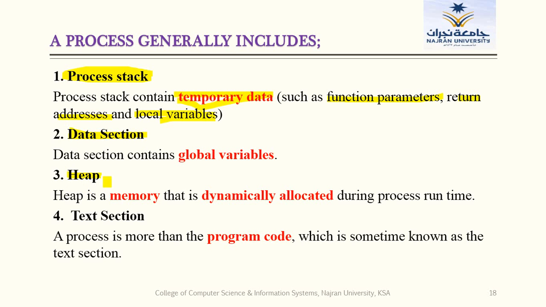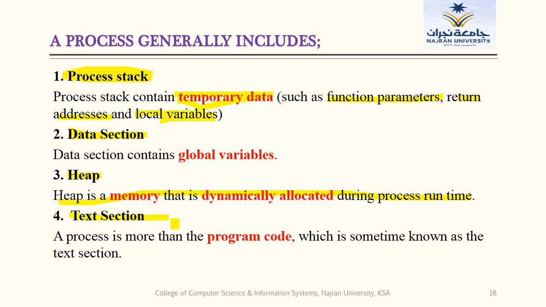The third part is heap. Heap is memory that is dynamically allocated during the process runtime. When we run our program, it will be loaded into the memory. At that time some memory will be allocated to the process, and that memory is called heap. Okay, so the last point is the text section.